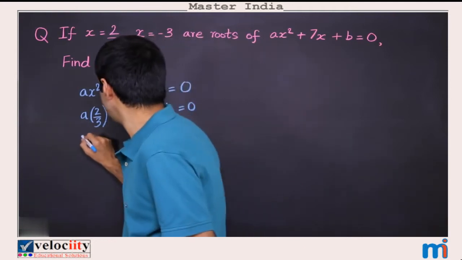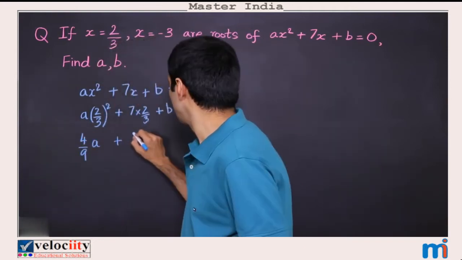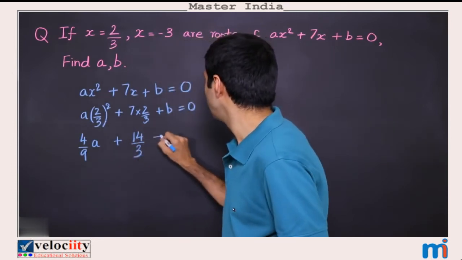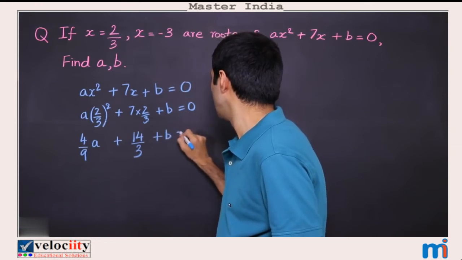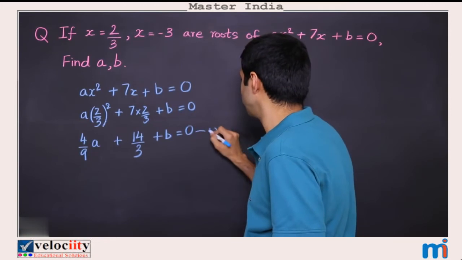So if we simplify that, we'll get 4 by 9a plus 14 by 3, sorry, plus b equals 0. Okay, so this is our first equation.